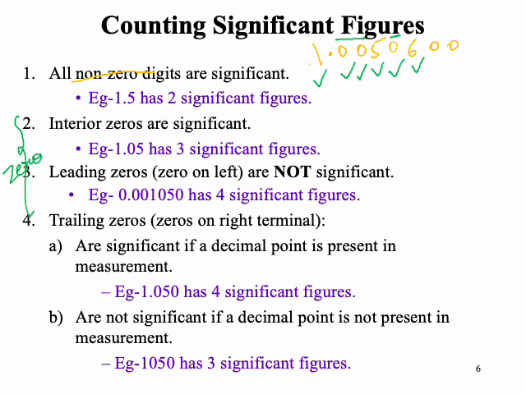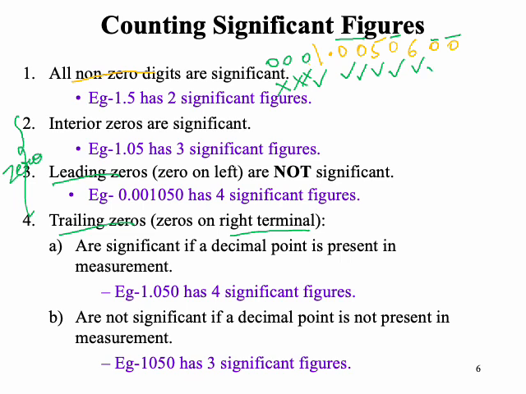Then all the leading zeros on the left are not significant, which means if I put a zero in front of this, all these zeros that are leading a number, meaning they're on the left side, are not significant. Then the last place you'll find zeros are trailing zeros. Trailing zeros mean zeros on the right side of a number. There are two rules for this. These trailing zeros are significant if a decimal is present in the measurement. These are not significant if a decimal is not present in the measurement. In this case, I do have a decimal. That decimal can be anywhere in the number.